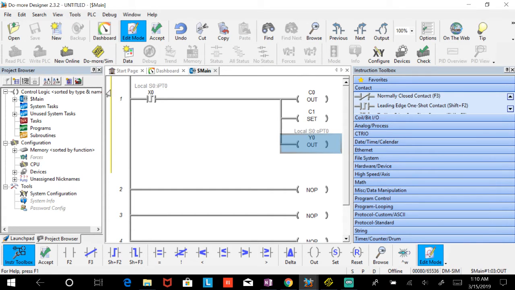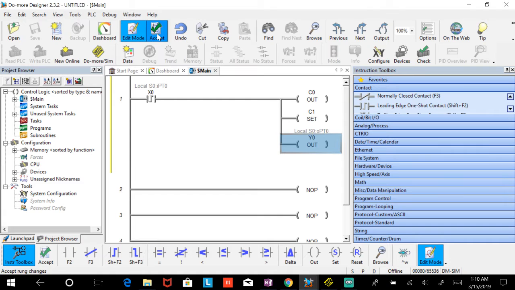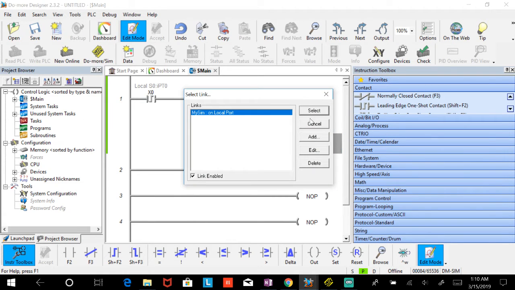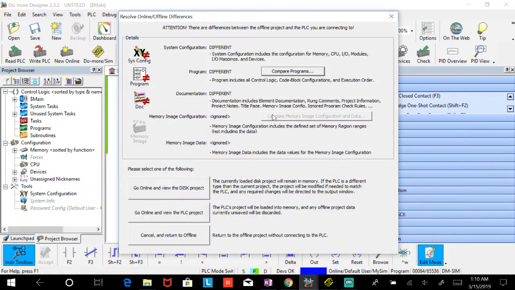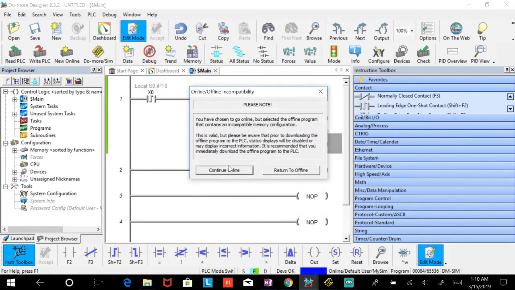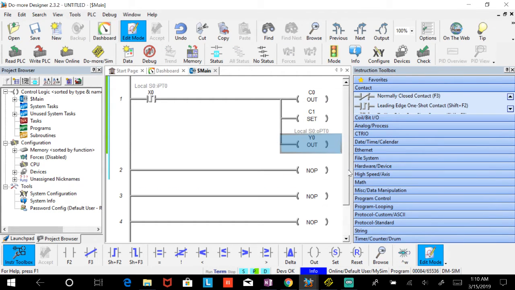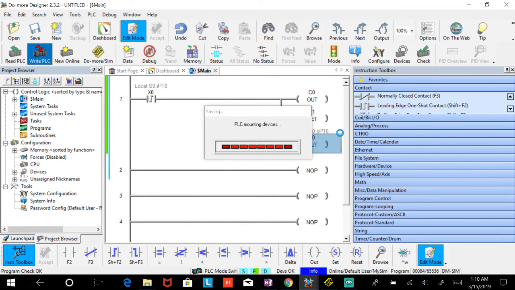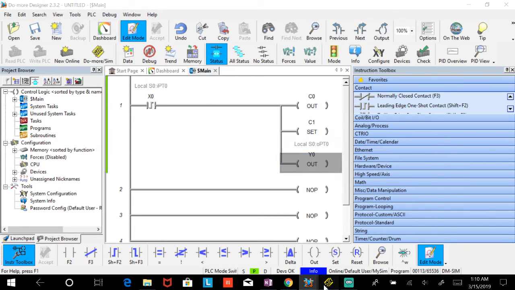Before I even proceed, I want to show you how this one works on the program. Set PLC, I'm going to connect to the simulator. Online and view this project. Continue online. Cancel. Write to PLC. And here we go. All status on.